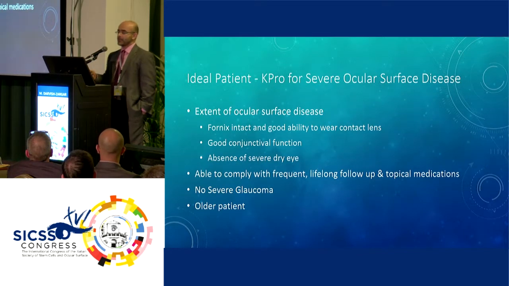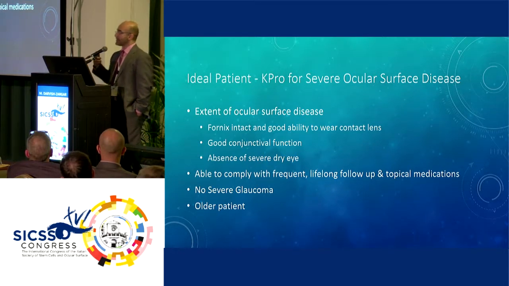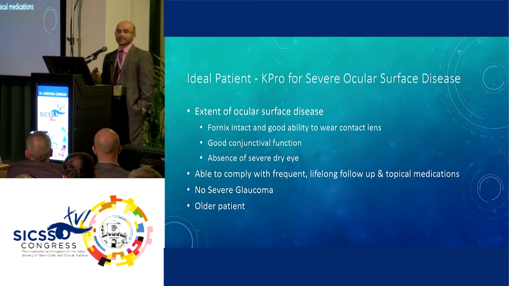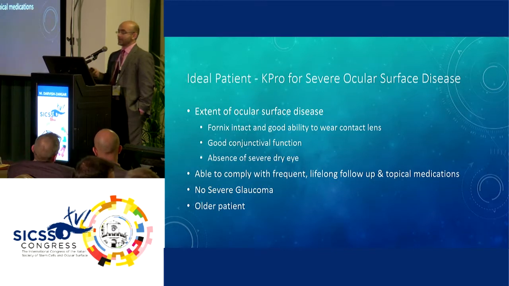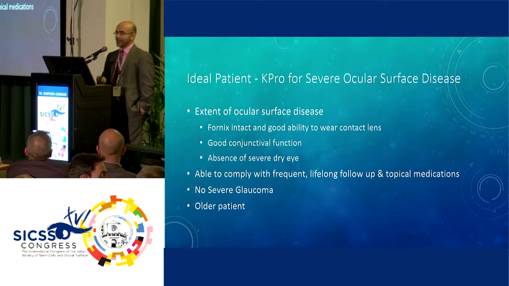For the K-Pro, you want the extent of the ocular surface disease to be quite minimal. You want an intact fornix, you want a good ability to wear those contact lenses to prevent melts, good conjunctival function, and really absence of severe dry eye, as that's going to give you your problems later on. You have to be able to comply with frequent lifelong follow-ups, as well as topical medications. You definitely can't have glaucoma, especially severe glaucoma, and you want someone who's an older patient.